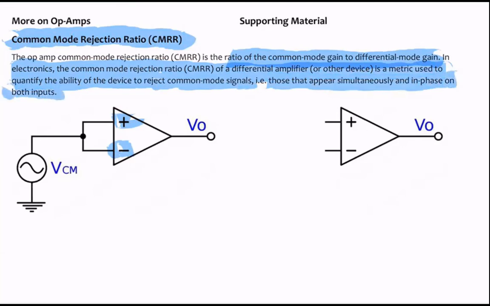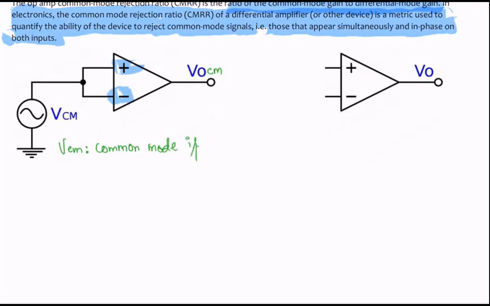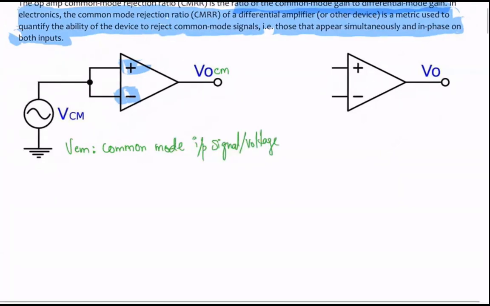Okay, now imagine that you have an amplifier and it's connected to a signal which is common to both the terminals, like you see on the left. And I'm going to say the output voltage is VOCM. Basically, it's a common mode output voltage. So VCM here is your common mode input signal or voltage. And similarly, VOCM is the common mode output signal or voltage. Okay, this differential amplifier will have some kind of gain, and we will call it ACM, common mode gain.